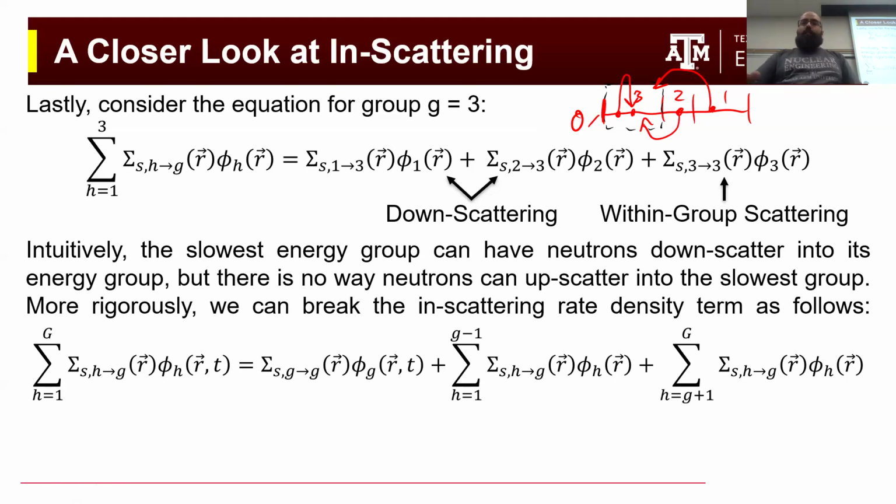And so, if we wanted to write this equation more generally, that's what this is showing. If I had just big G number of groups and I didn't want to specify a number, this is how I could write those scattering terms. And hopefully we recognize that if I go from G to G, that would be my within group scattering term. So that's within group.